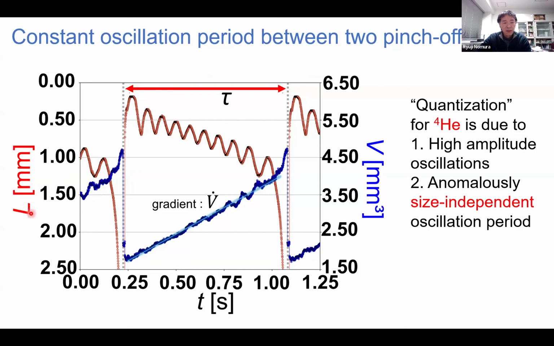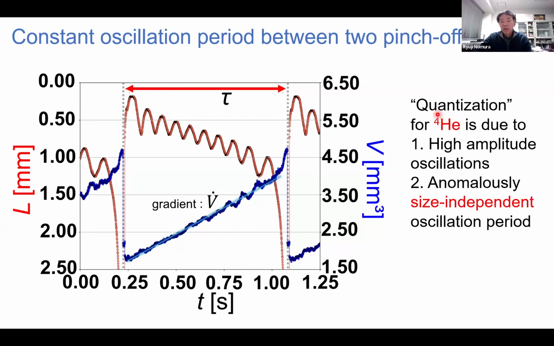Again, this was the same, but I put again the length of the droplet as a function of time. And this is a pinch off. After the pinch off, the pendant droplets should start to oscillate. But as you see, this oscillation period is time independent, like this. But during this oscillation, the volume of the droplet is increasing like this. So this time-independent oscillation means that the oscillation period is volume-independent. And this is quite strange behavior.